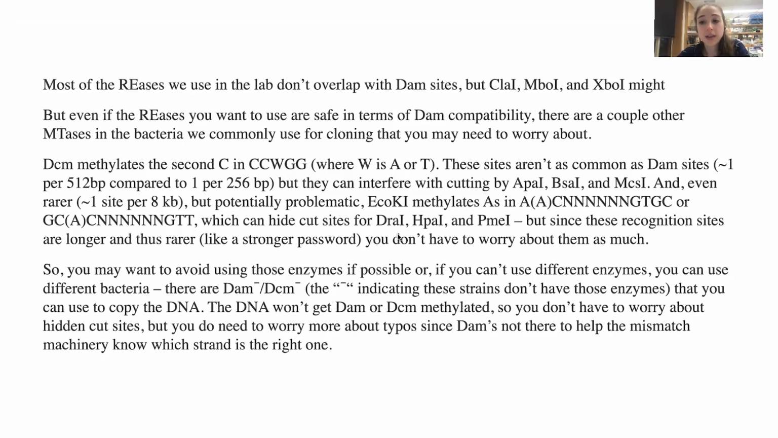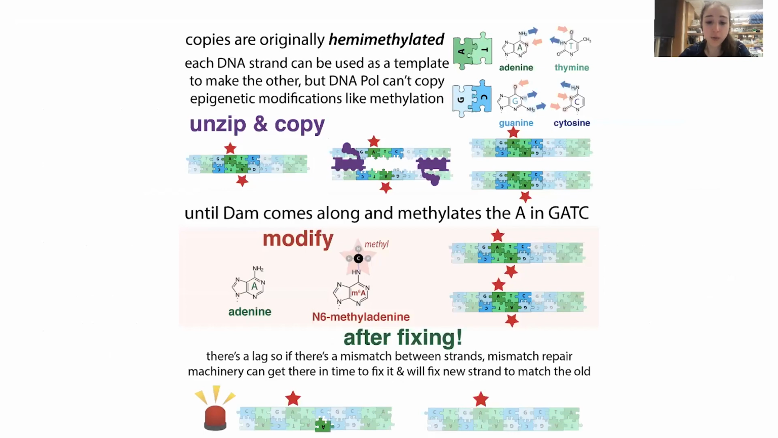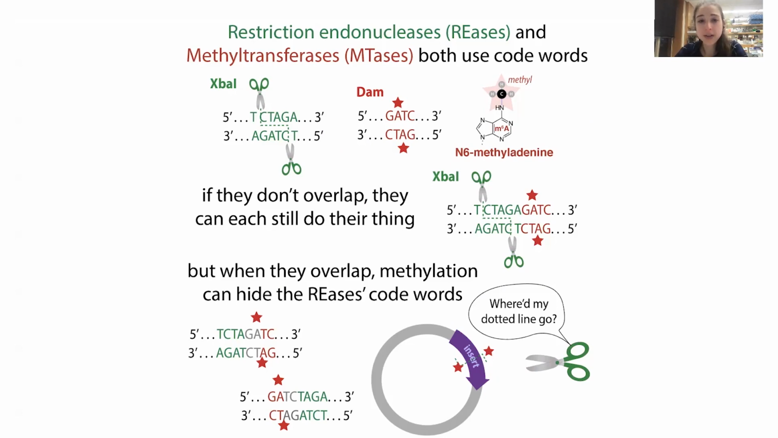Another one is EcoKI, and it can hide these cut sites. But because these sequences are longer and rarer, you don't have to worry about them as much. So often you can avoid using these enzymes that are incompatible. If you can't, there are strains that are, say, DAM and DCM minus, indicating that these don't have DAM or DCM. But the reason why we wouldn't want to use these all the time is that then the DNA is more subject to having errors kept in, because the bacteria won't know which strand to use.